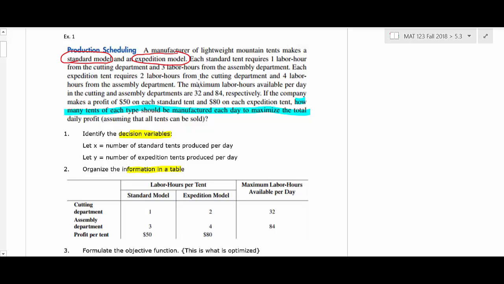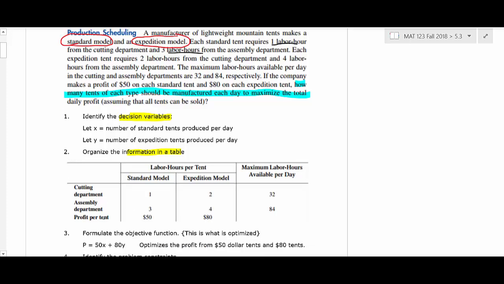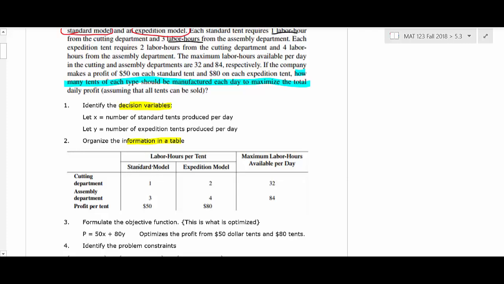And then when we start reading this, it's going to say that a standard tent requires 1 labor hour for cutting and 3 for assembly. If you look at the way I put this together, you have the standard model, and if you read what that said, the cutting department takes an hour and the assembly takes 3 hours. If you read on, it says each expedition tent requires 2 labor hours for cutting and 4 labor hours for assembly. So that's what's given in that.